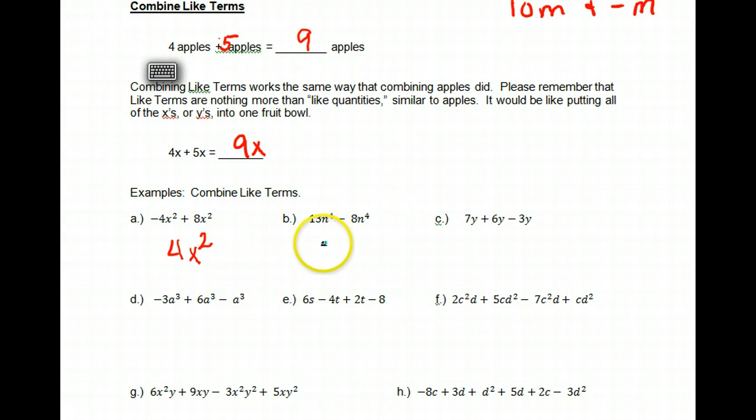Letter B, 13n to the fourth minus 8n to the fourth. 13 minus 8 gives us 5n to the fourth. Letter C, why don't you guys go ahead and try this one on your own. Pause the recording. When you're ready, press play again and we'll go ahead and check letter C together.